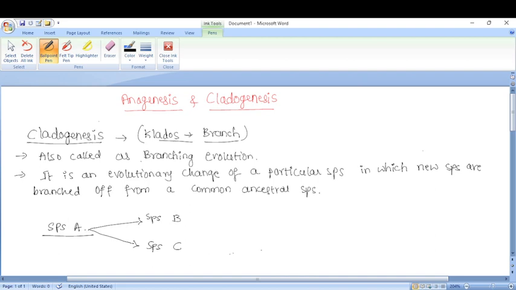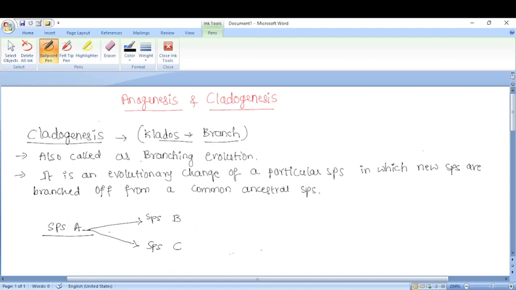This is called cladogenesis. Is it clear? Due to branching from the common ancestral species, a new species will form. In case of anagenesis, there is no splitting or branching of the lineage, but in case of cladogenesis, there is a branching of the lineage. From the ancestral species, there will be branching off of a new species. This is called cladogenesis.